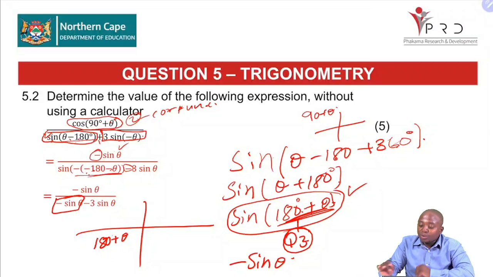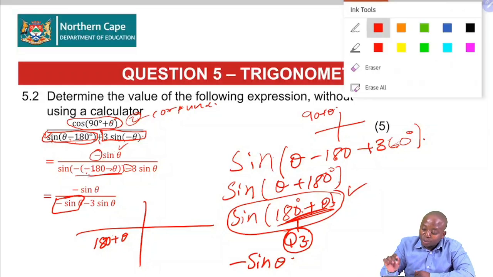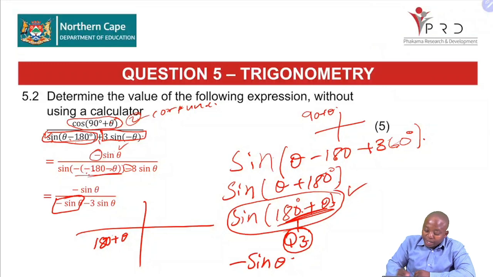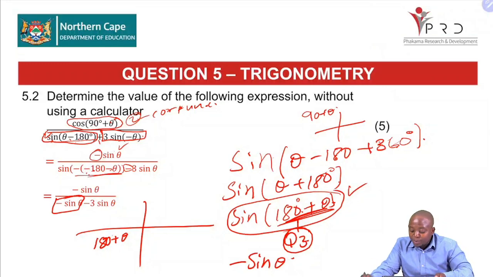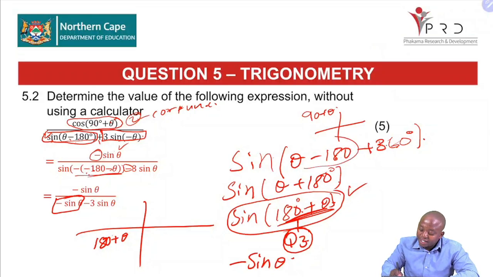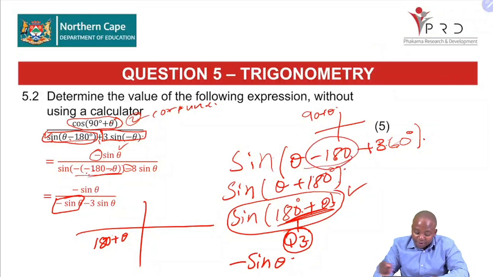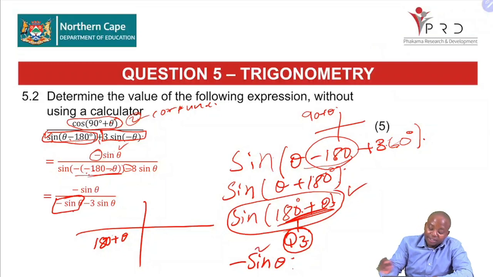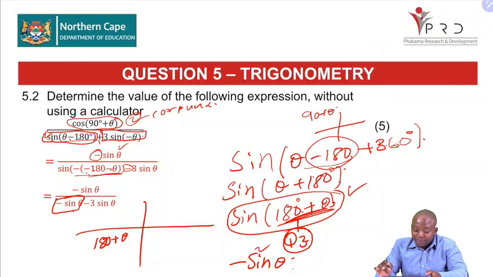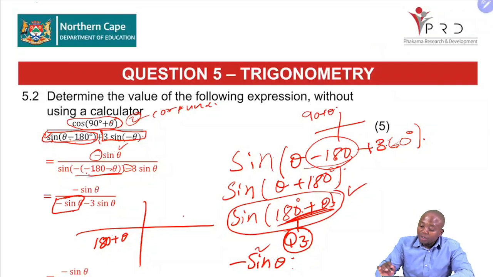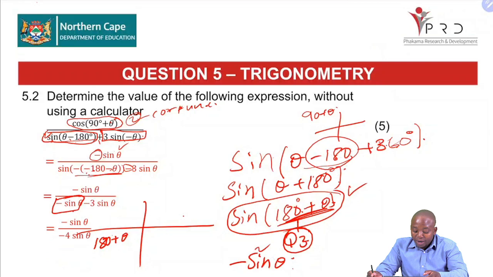Don't add the 90. 90 is going to give us a co-function, so it's going to change everything. So you see, whenever we have a negative angle, then we add 360 or 180, which is a multiple of 180. That's what we did. We added 360 to convert that negative to a positive. Then we have negative sine theta, which is what we have right there. So now it becomes easy for us to proceed with our solution.